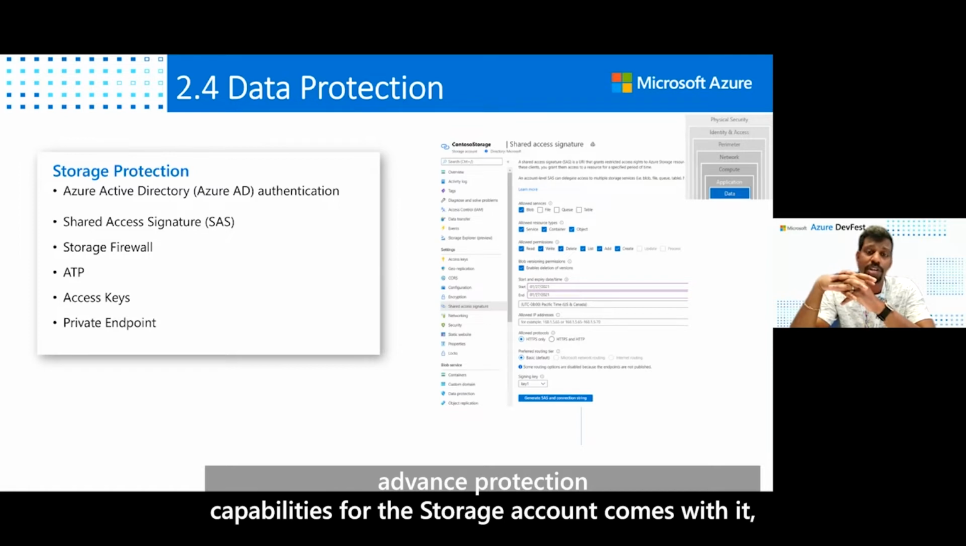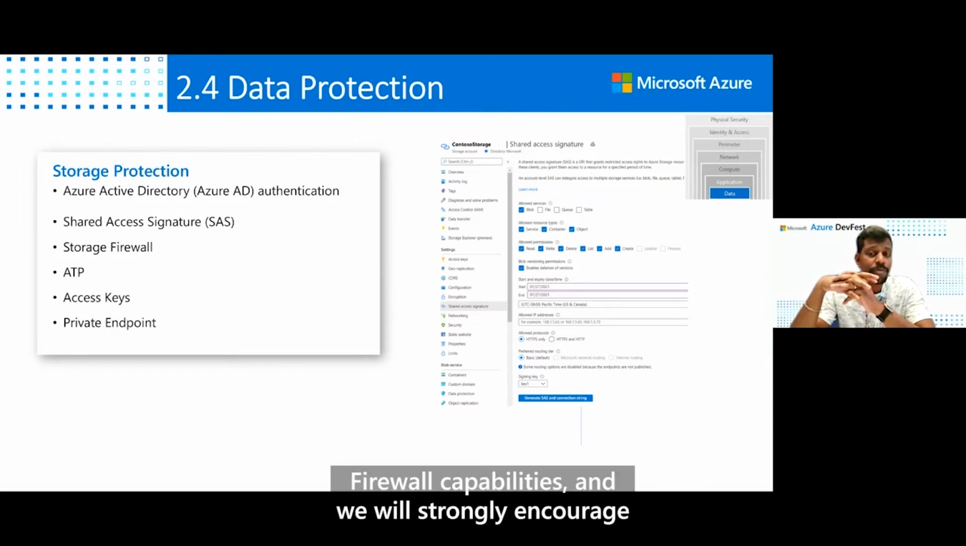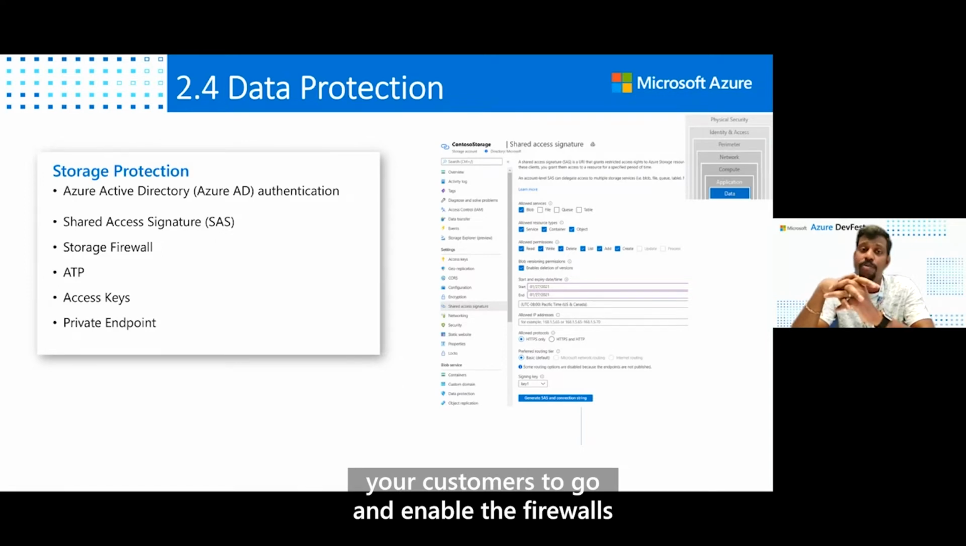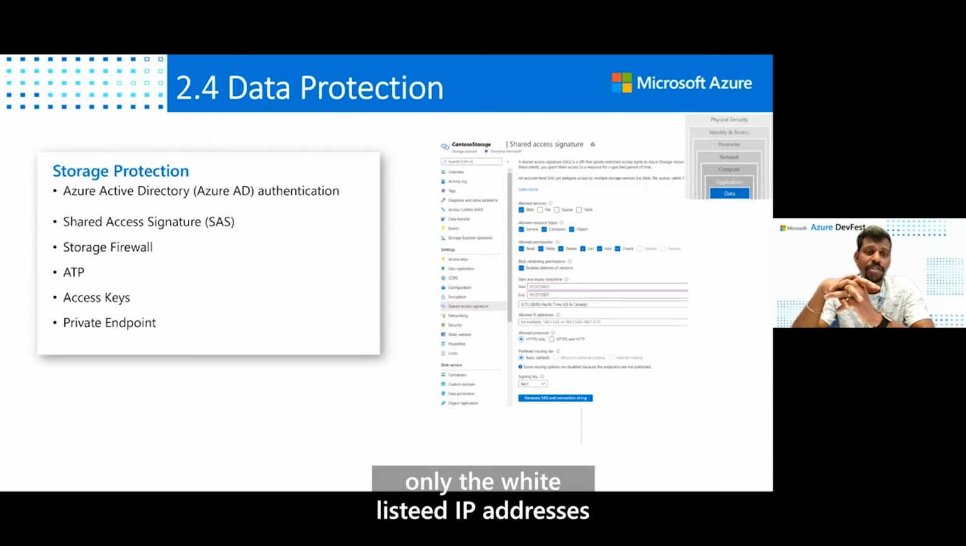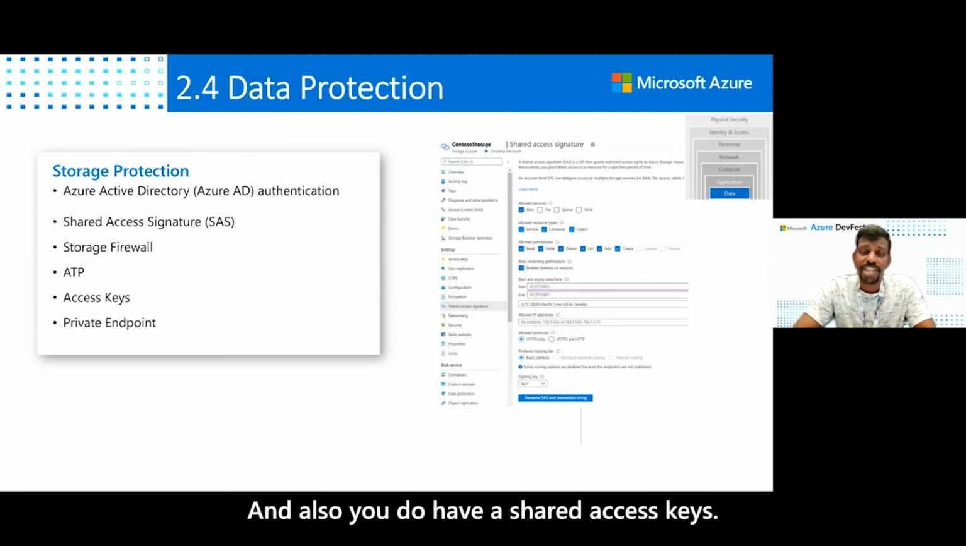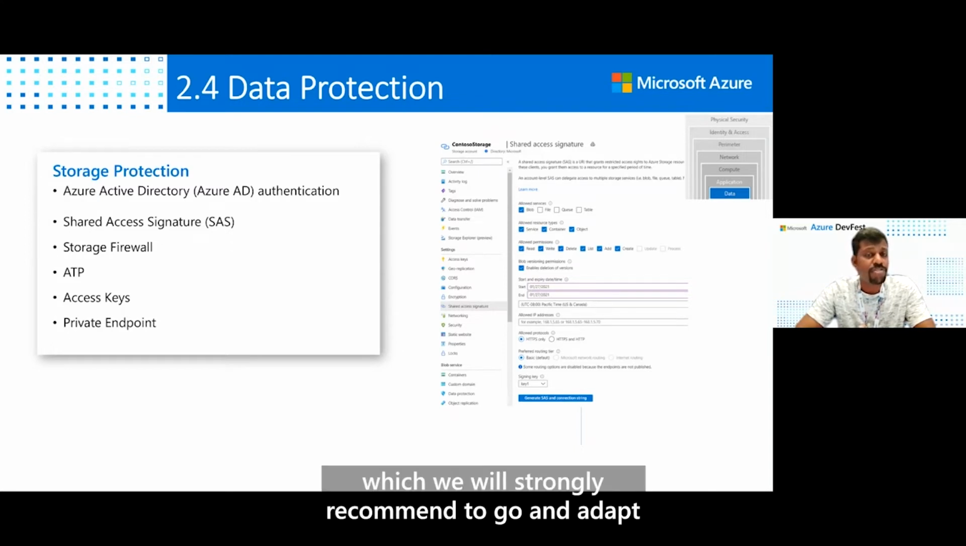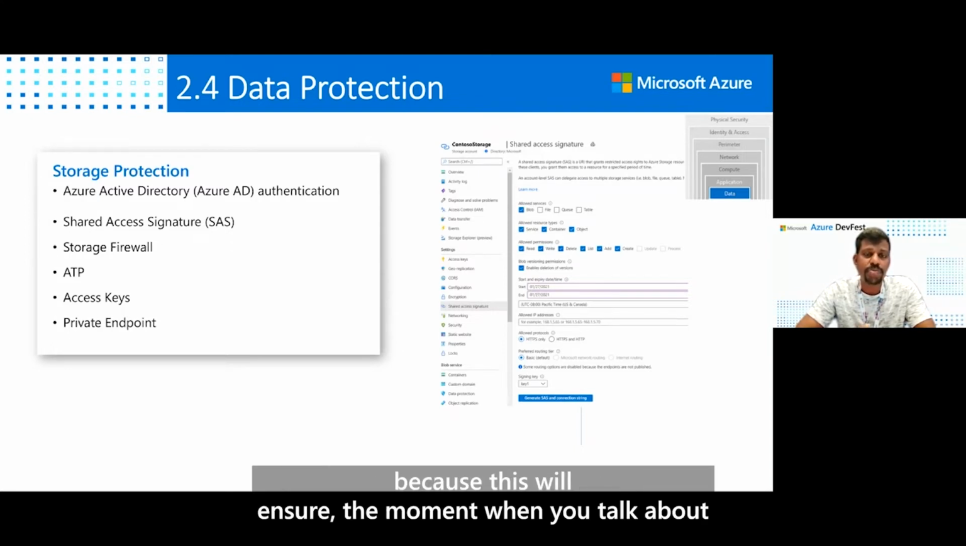Of course, the storage account comes with its firewall capabilities, and we strongly encourage customers to enable the firewall for every storage account. That will make sure only the whitelisted IP addresses have access to your storage. Also, we have shared access keys, and we have private endpoints. Private endpoint is another topic which we strongly recommend adopting.